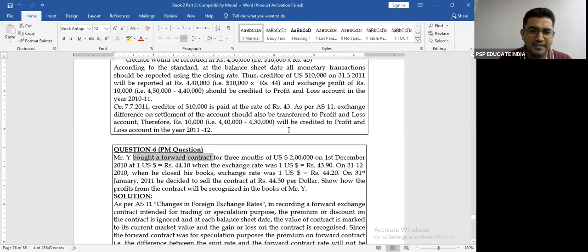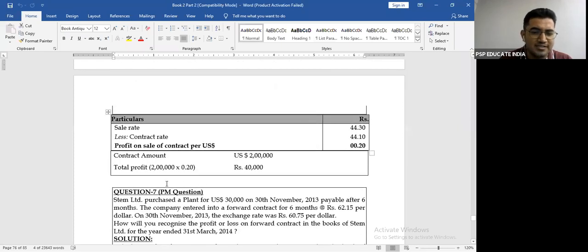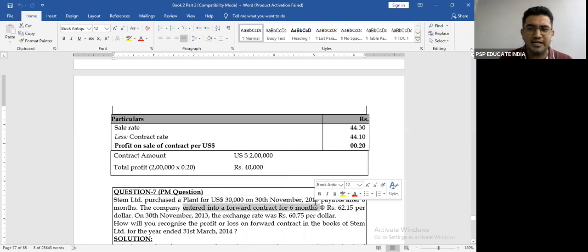Now, if you look at the other questions, for example, question number 7, it says STEM Limited purchased a plant, and for this plant the company entered into a forward contract. जब ये दोनों स्टेटमेंट है कि हमने तो असेट खरीदा और असेट की परचेज को सेव करने के लिए या असेट से होने वाले लॉस को सेव करने के लिए या कवर करने के लिए हमने फॉरवर्ड कॉन्ट्रैक्ट एंटर किया, देन इट इज नोन एज हेजिंग.